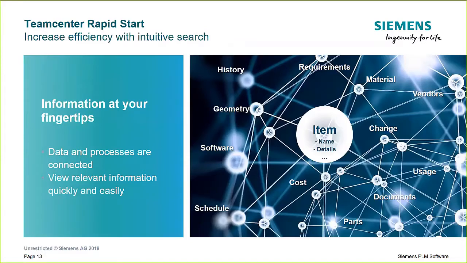So how does Teamcenter Rapid Start simplify search? Data and process information is connected in a transparent way that makes it easier to find what you need. You don't have to know how one piece of information is connected to another, but the power of this connected information is behind everything you see. If you're looking at a part, you don't have to go off and search for the latest geometry. It's there. If you're editing a document, you don't have to wonder if it's been approved. You can clearly see its status and history.